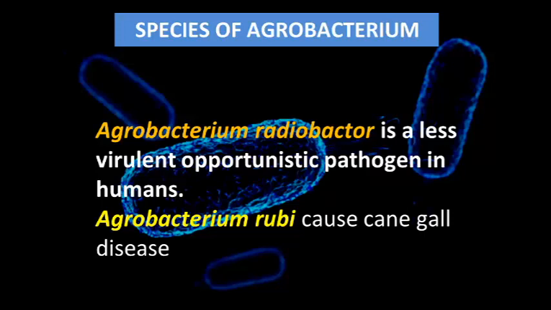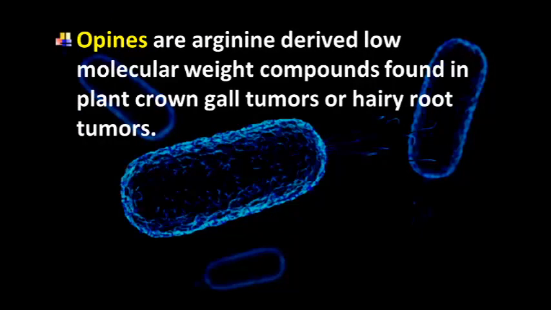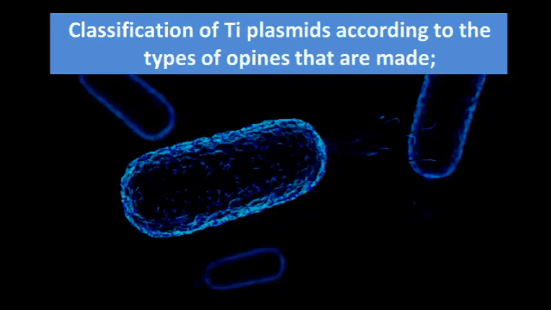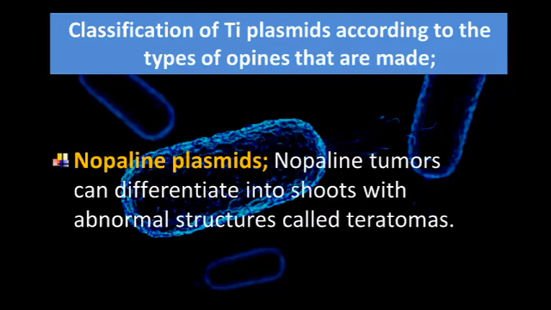Agrobacterium uses opines as its carbon and nitrogen source. Opines are arginine-derived low molecular weight compounds found in plant crown gall tumors and hairy root tumors. Now moving on to classification of TI plasmids according to the types of opines that are made. There are usually three types of plasmids: nopaline plasmids, octopine plasmids, and agropine plasmids.